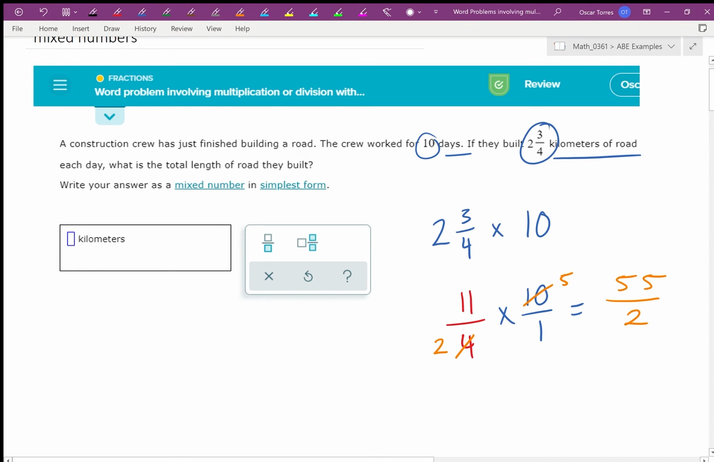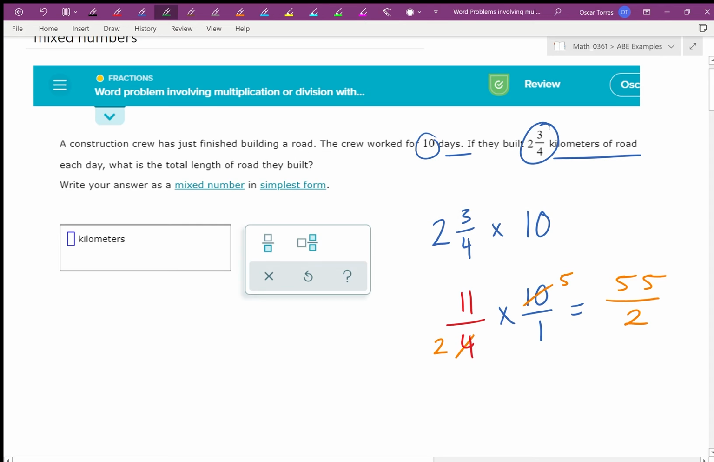So even though this isn't wrong necessarily, the problem does want us to write it as a mixed number. So what we need to do now is turn this improper fraction into a mixed number. The way to do that is by actually doing the division. This is a fraction, but this is really 55 divided by 2. So how many times does 2 go into 55?